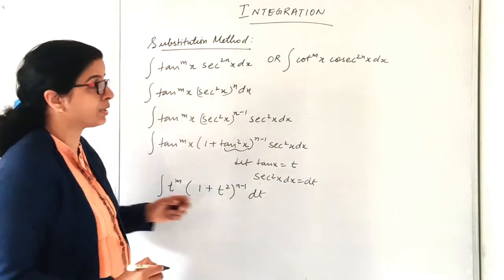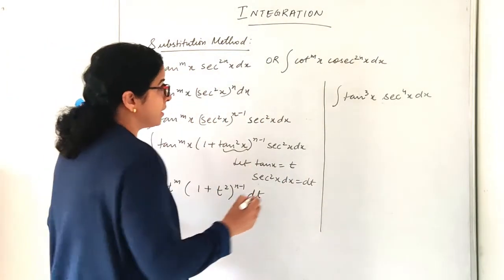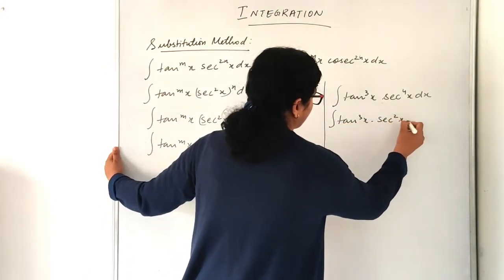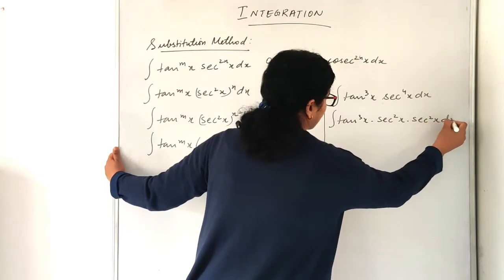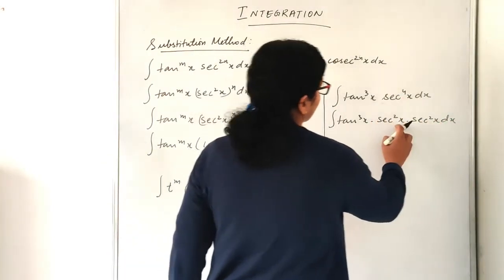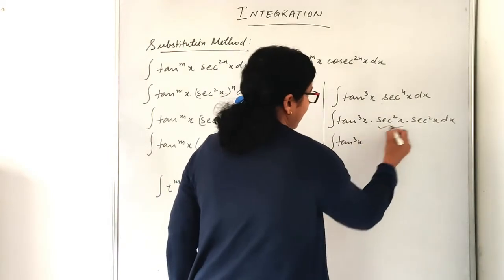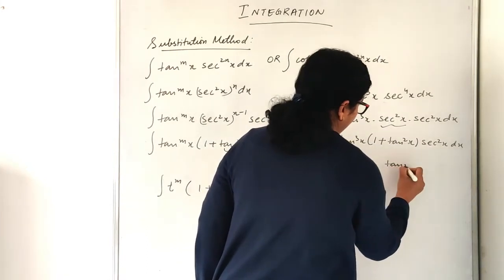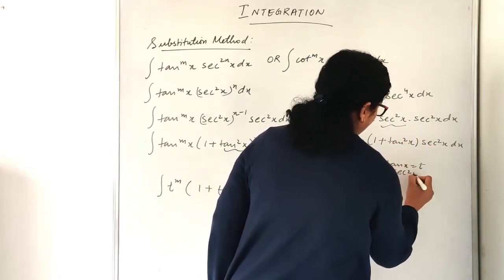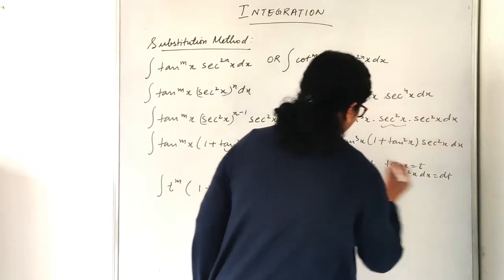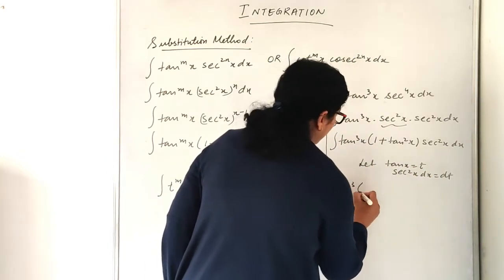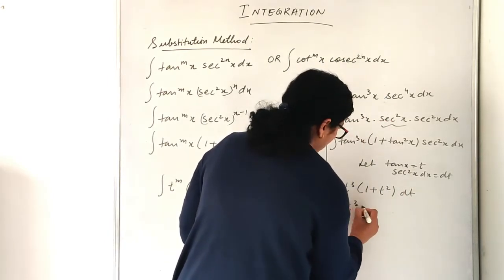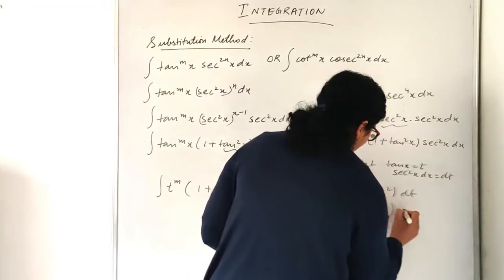So let us take one example now. Say we have this integrand. I have split sec^4 x as sec^2 x into sec^2 x, and then I can write one of them as 1 + tan^2 x. Now let tan x be t, sec^2 x dx equal dt, correct? So it becomes t^3 (1 + t^2) dt. So basically it becomes the integral of t^3 + t^5 dt.